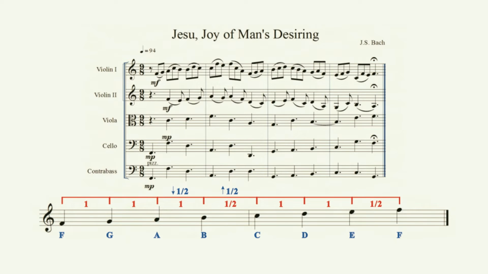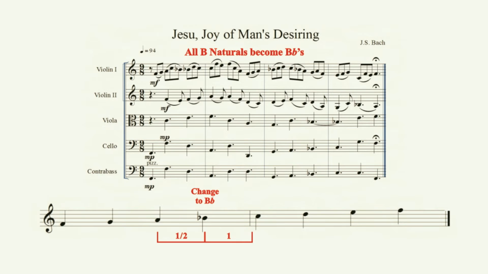A second kind of accidental is that which we call a flat. The flat serves to lower the pitch of the note to which it is attached by 1 half step. The symbol for a flat appears as a lowercase italicized letter b placed just before the note being modified. We can transform this scale by changing the B natural to a B flat.